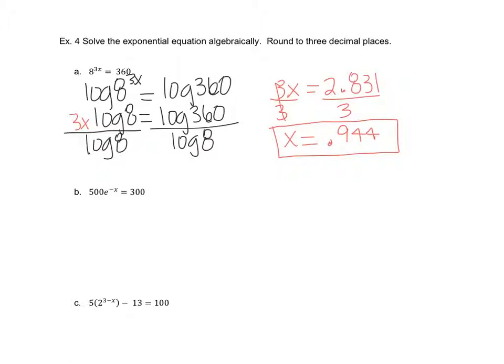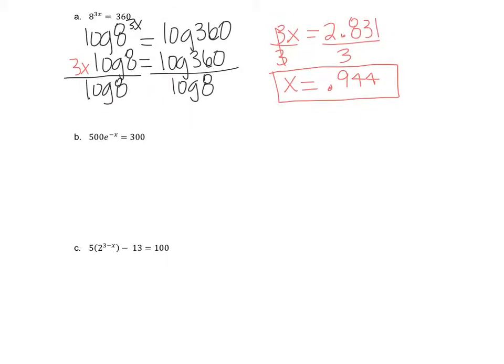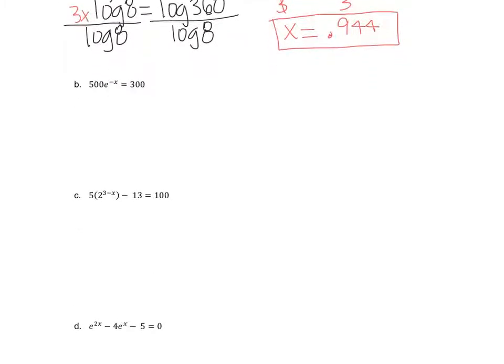Okay, so on part B, remember the first step you want to take is to isolate as much as you can the exponential part. So if you're looking here, I want to isolate e to the negative x. So what I'm going to do is divide out that 500. So I'm going to go ahead and start by dividing both sides by 500 to isolate my exponential. So I've got e to the negative x equals 0.6.